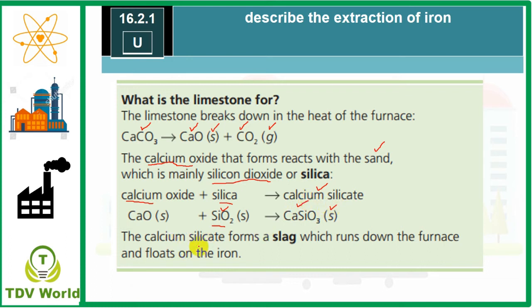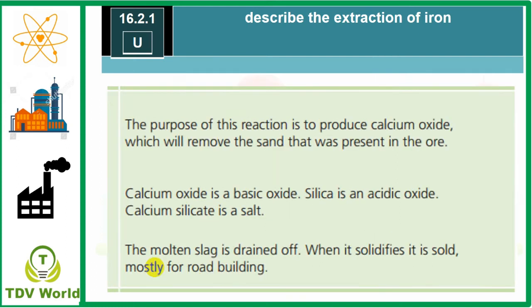The calcium silicate forms a slag. Calcium silicate is basically what you call slag, which runs down the furnace and floats on the iron. So this is what happens with the limestone.